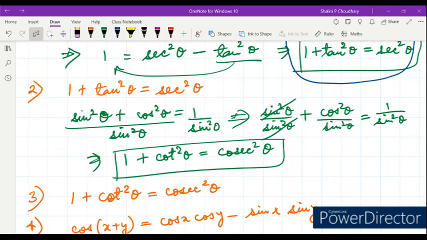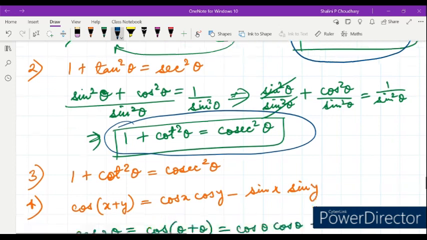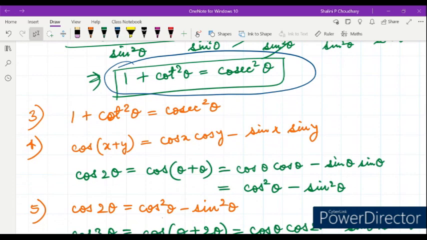Similarly, 1 plus tan square theta is sec square theta, we got. Based on this, we also got 1 plus cot square theta equals cosec square theta. Why? When sin square theta plus cos square theta is equal to 1, we divided both LHS and RHS by sin square theta, and we got this formula. So 1 plus cot square theta is equal to cosec square theta.